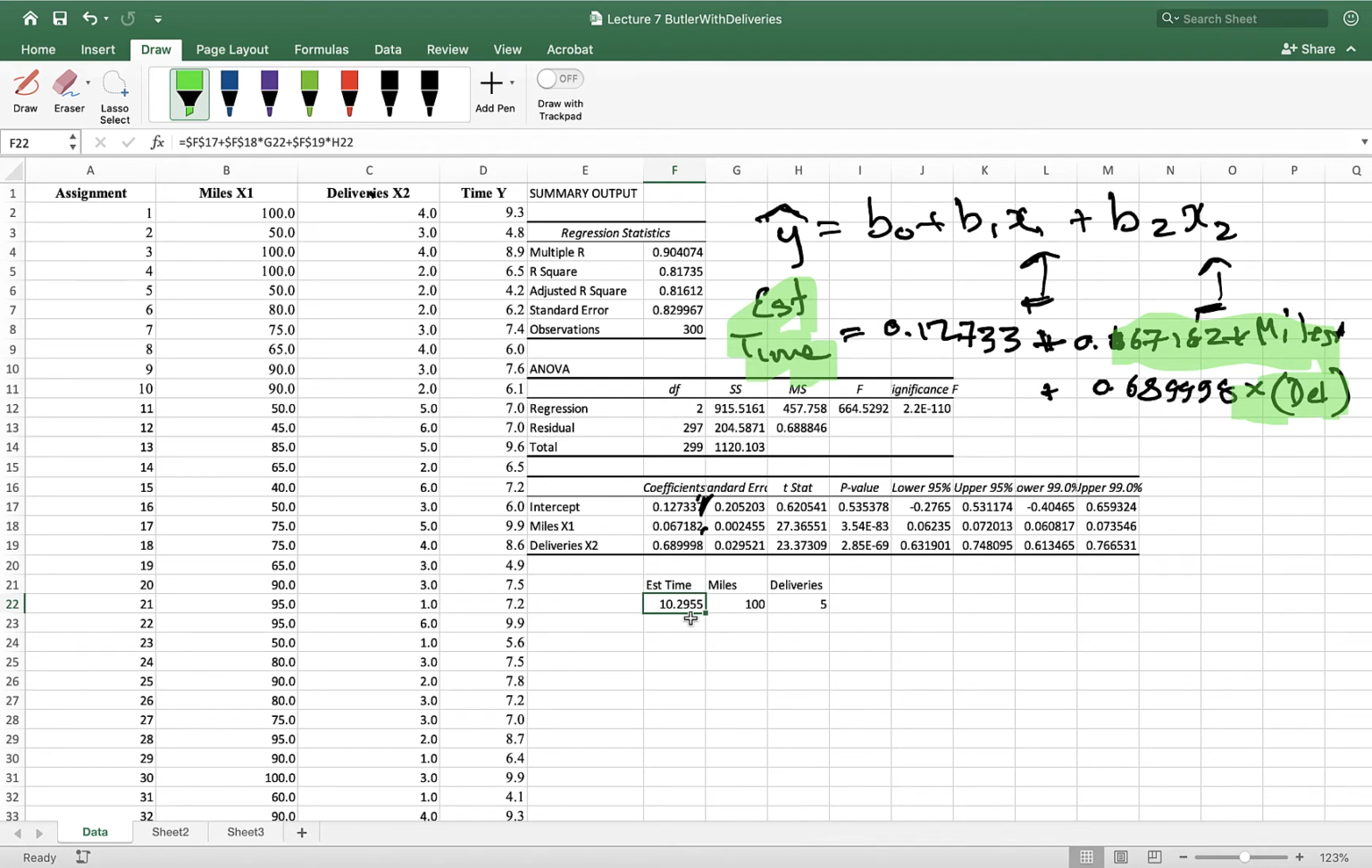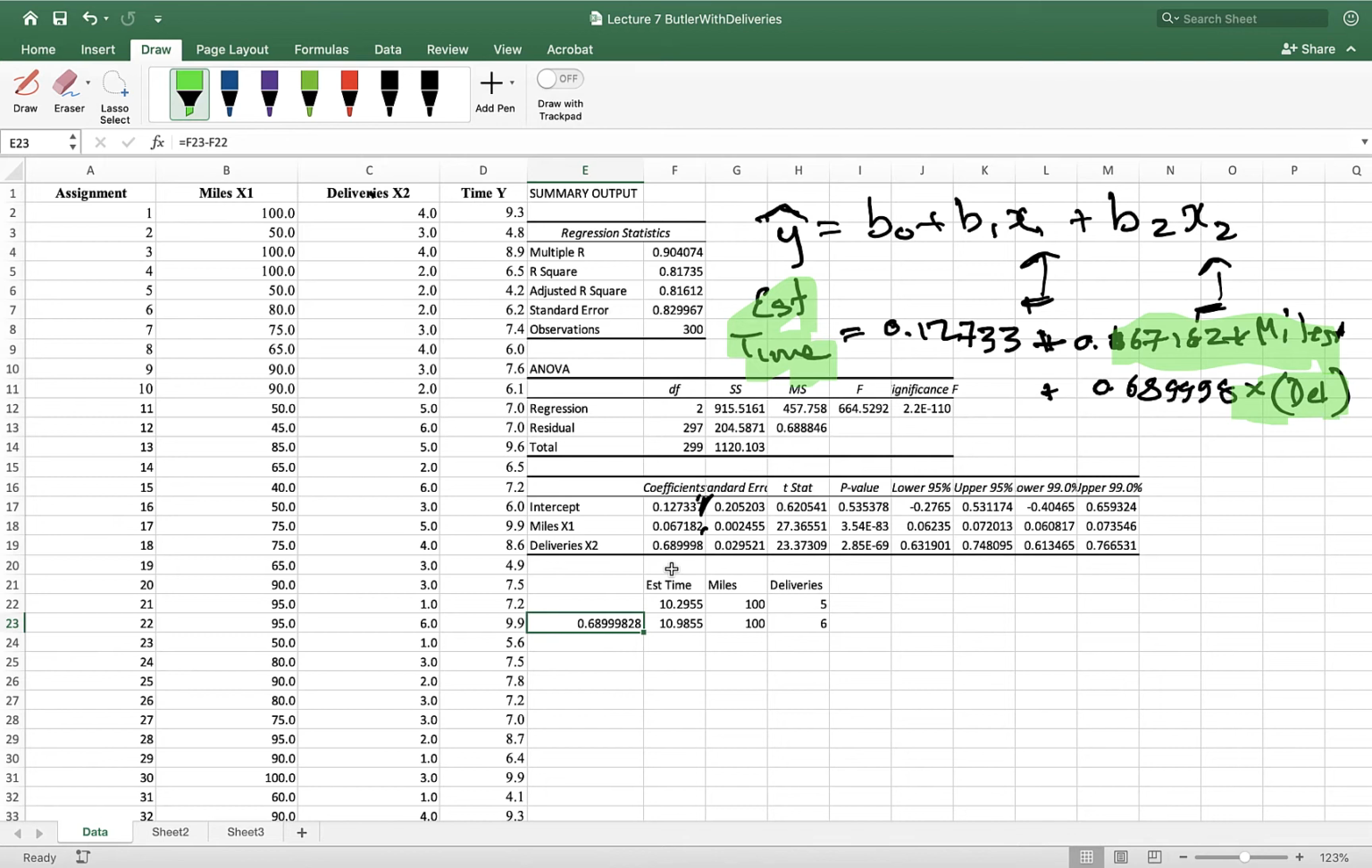Now, let's consider this. Supposing somebody's going to drive 100 miles and make 6 deliveries. What do you think the additional time is going to be to make that additional delivery? Well, let's calculate it. That's the amount of time. So what's the additional time? It's going to be the difference between this and this. That's the additional time. So the additional time is 0.689, which happens to be this figure in here.